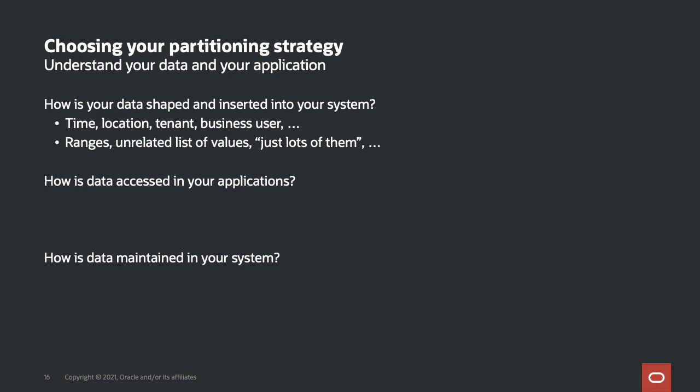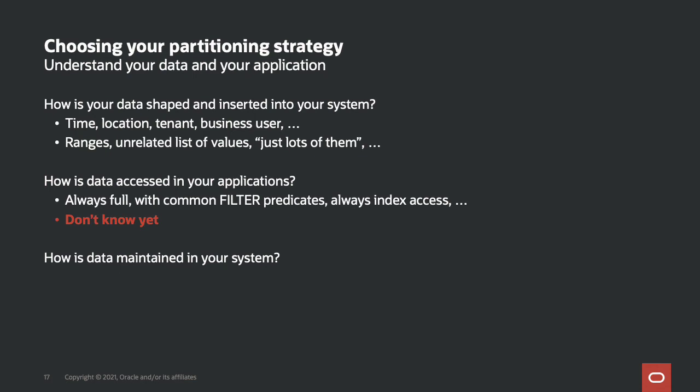If you have identified roughly how your data looks from a data shape, from a data correlation perspective, how do these classification attributes look? For example, do we have ranges within these attributes? Very commonly, when you have some time attribute driving the data, it is in ranges. Is it an unrelated list of values like the geography? Or is it just lots of them, like the product key, where you have a catalog of tens or hundreds of thousands of products?